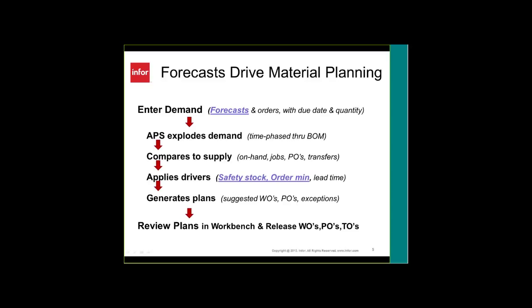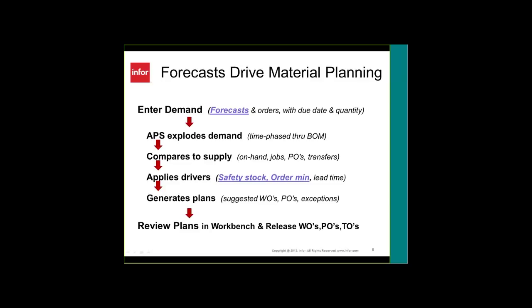So this is how the planning system in SyteLine works, and where this application, the forecasting application, fits into that. So you enter your demand in the system, and by that I'm referring to the forecasts and the customer orders. Then you run the planning system, which explodes that demand through the bill of materials. It compares it against what you have on hand and what you're planning to make and buy.